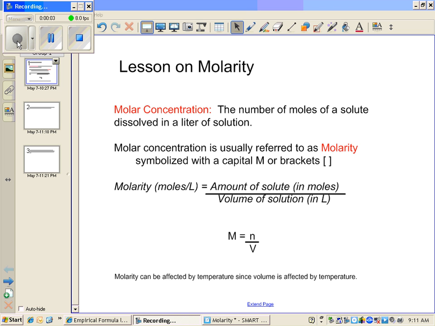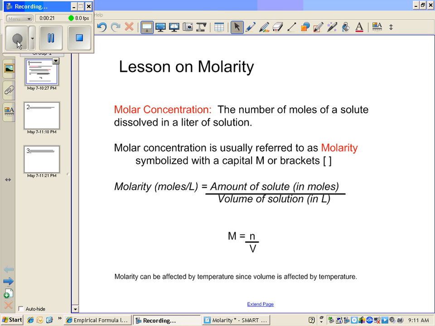Okay, this is a lesson on molarity. Now, molarity is also a kind of concentration, all right? When I talk about concentration, I'm talking about whether something is dilute or concentrated, not whether it's strong or weak. That's a completely different lecture.